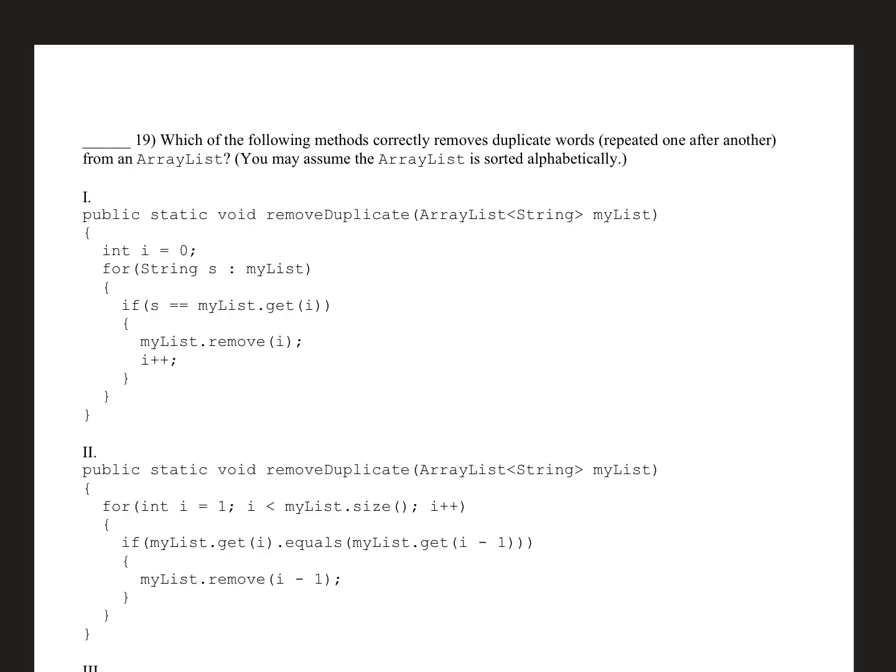Which of the following methods correctly removes any duplicate words, replacing one after another in an ArrayList? So we want to remove something from an ArrayList. Remember, we've talked about this. If you're removing something from an ArrayList, you must traverse backwards. Well, not really, you have to, but it makes things so much easier because otherwise your counts get off. Because as we remove something, your length went down, your index has changed. So this one's not traversing backwards.